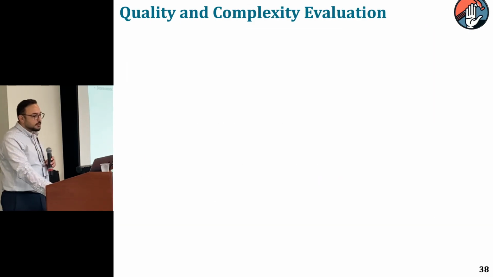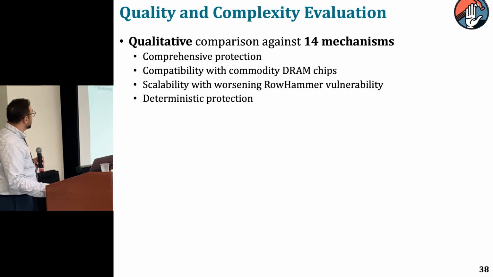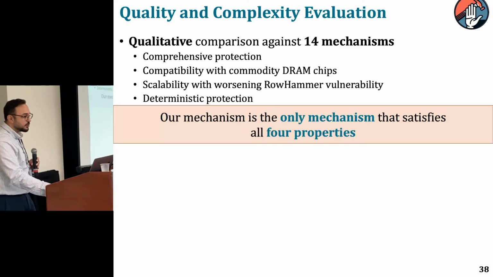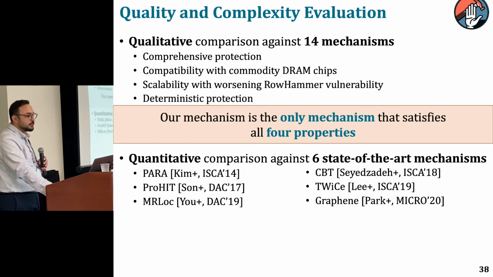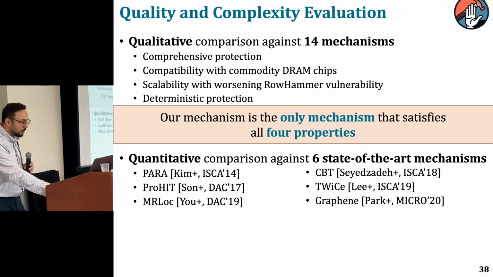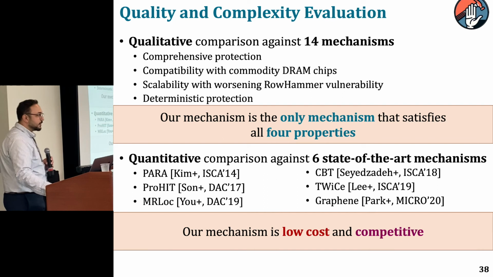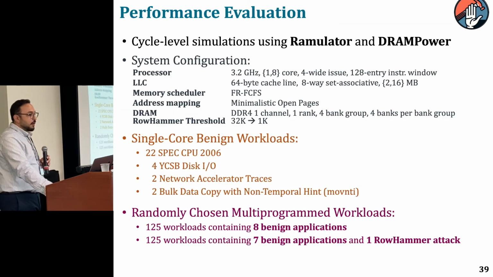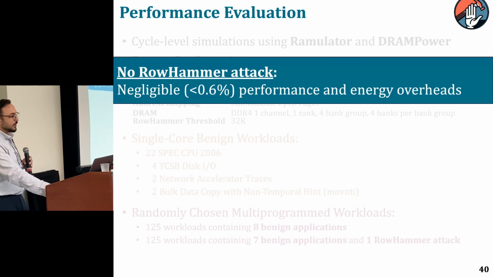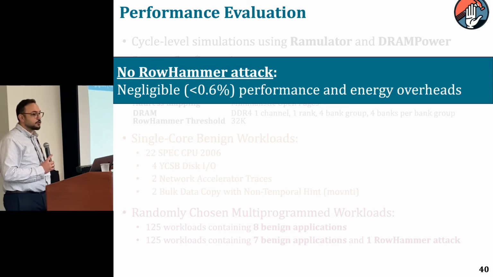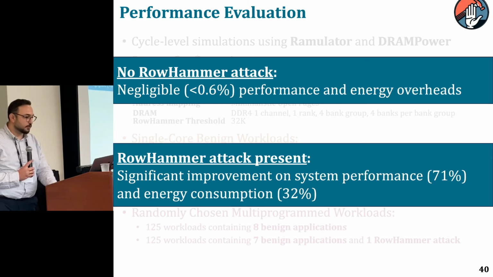We evaluate this mechanism against 14 mechanisms of the time in terms of comprehensive protection, compatibility with commodity DRAM chips, scalability with worsened RowHammer vulnerability, and deterministic protection. And we show that ours is the only mechanism that satisfies all four properties. We also compare the hardware complexity and show that our mechanism is low cost and competitive with the other mechanisms. When we look at the performance evaluation, we show that our mechanism incurs negligible performance and energy overheads when there is no attack going on in the system.